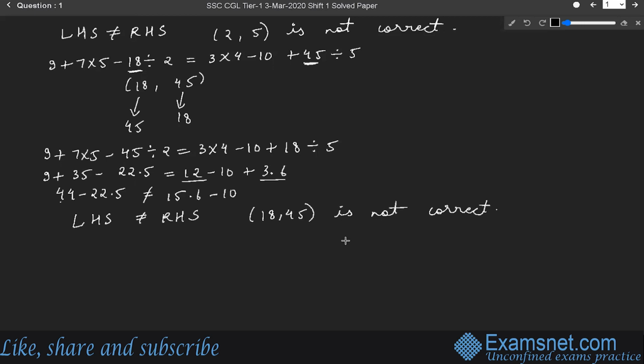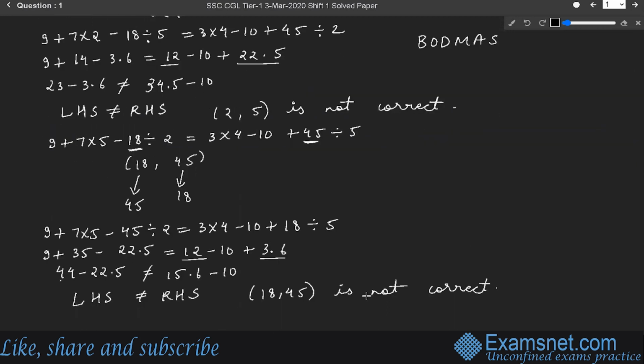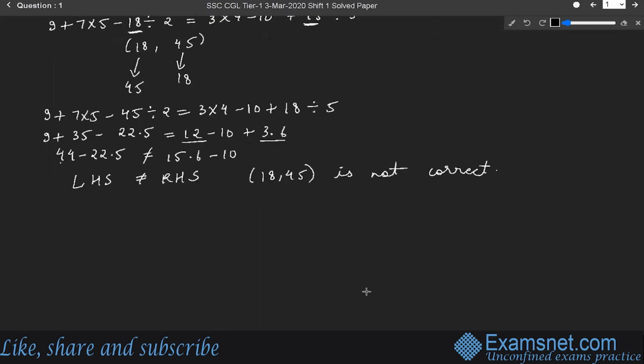Now let us check the third option. Third option is 9 and 3. So writing the equation again, the equation is 9 plus 7 into 5 minus 18 divided by 2 is equal to 3 into 4 minus 10 plus 45 divided by 5. The third option is 9 and 3.